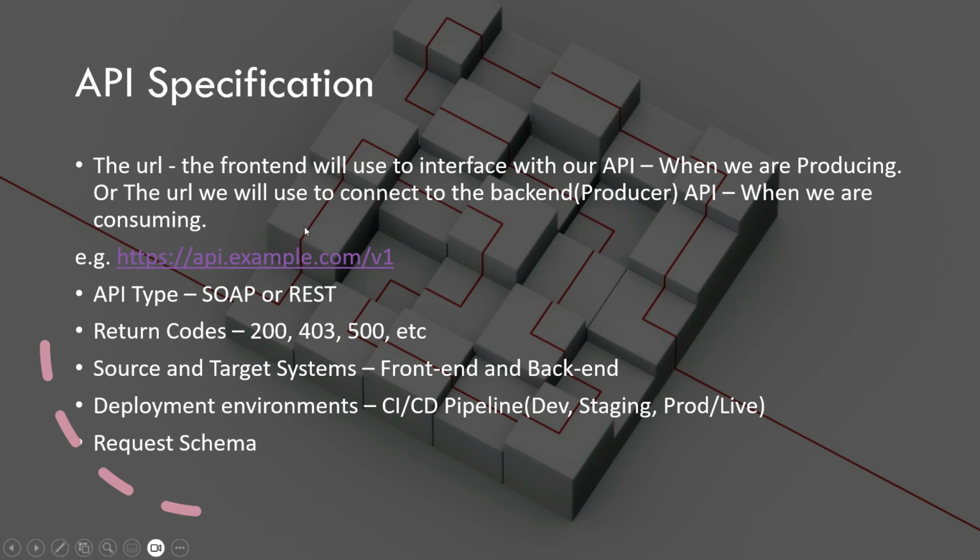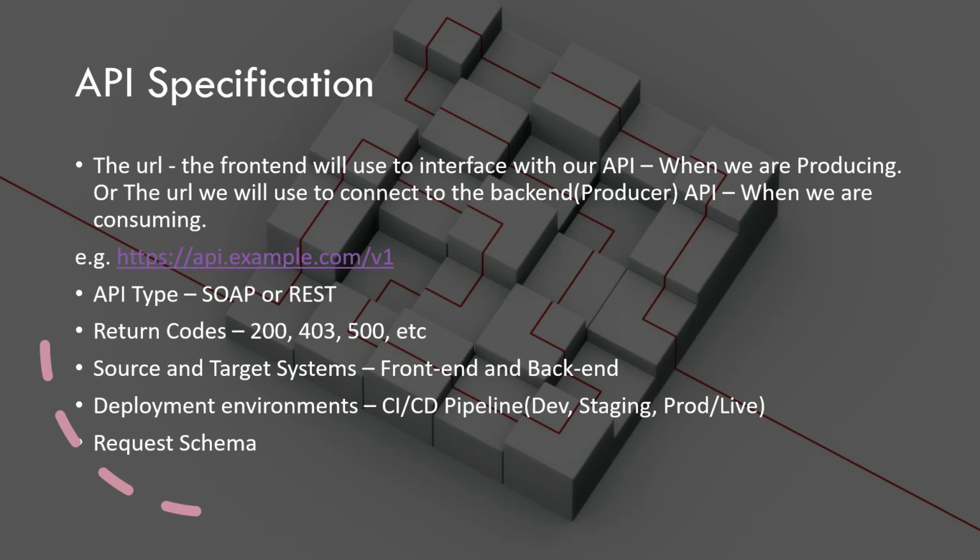But if you are working in the front-end API, or you are the one consuming, as a business analyst, you will have to request from the back end: we want to connect to your API, can you give us your endpoint or the URL that we use to connect to your API? So the URL will come in this form, HTTPS slash, the address, whatever address they give you. Of course, the back end will give you that endpoint.